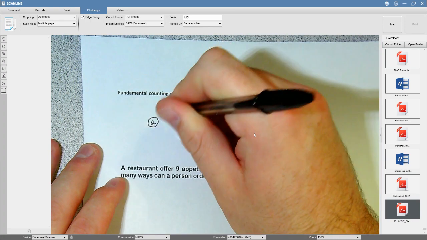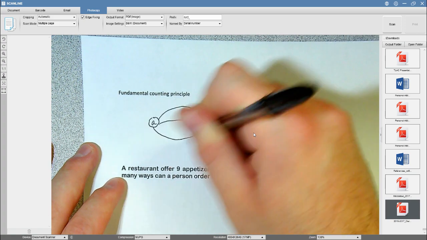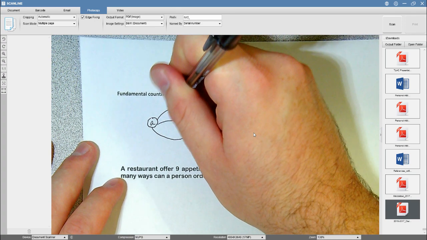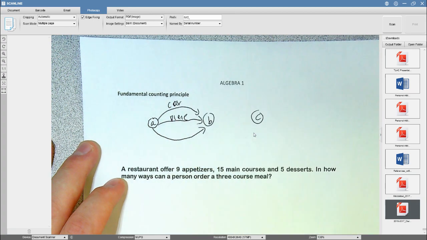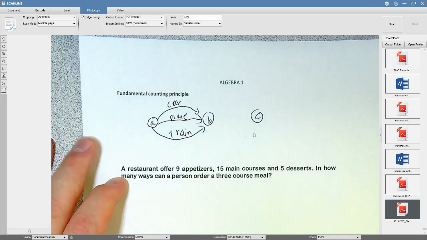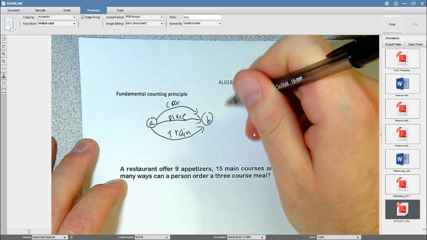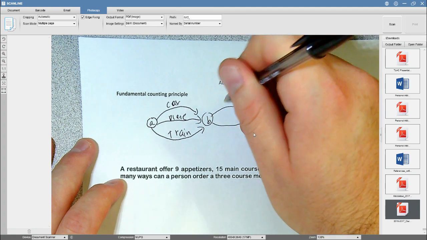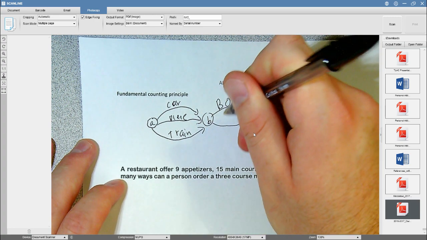Now let's imagine there's three ways that you can go from city A to city B. Just for fun, we could say those are you could take a car, or you could take a plane, or you could take a train, just for fun. And now imagine there's only two ways to travel from city B to city C. Let's say here you can either take a boat or you have to take a plane.